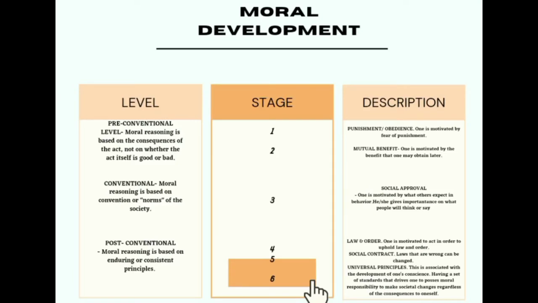So next, as we can see according to Kuhelberg, there are 6 stages of moral development and it's divided into 3 levels wherein the stages belong. So let's proceed to the next slide para mas maklaro.